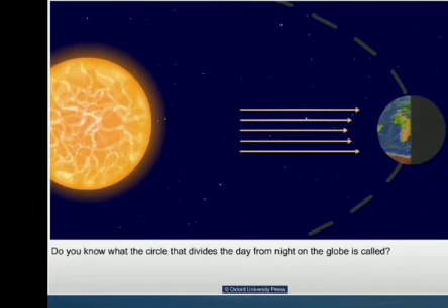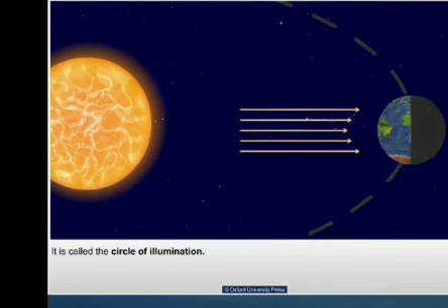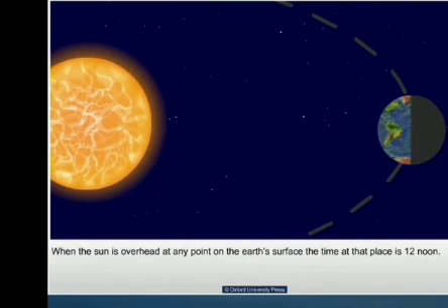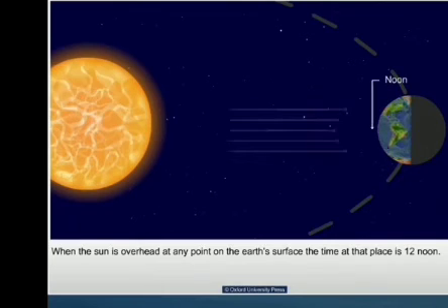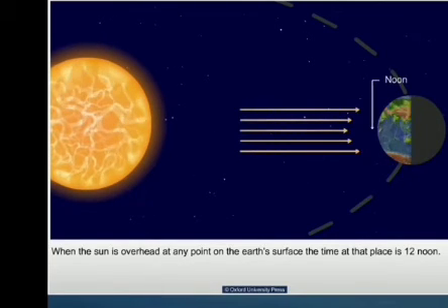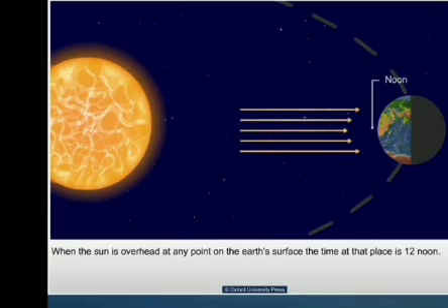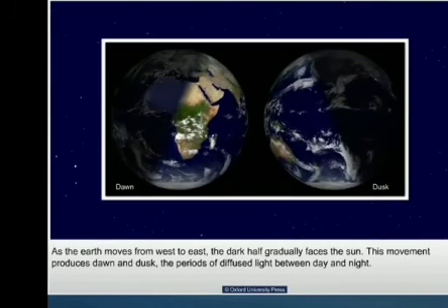Do you know what the circle that divides the day from night on the globe is called? It is called the circle of illumination. When the Sun is overhead at any point on the Earth's surface, the time at that place is 12 noon. As the Earth moves from the west to east, the dark half gradually faces the Sun.